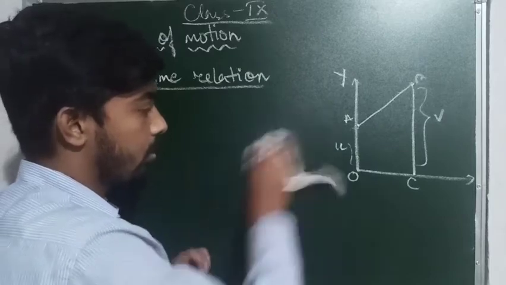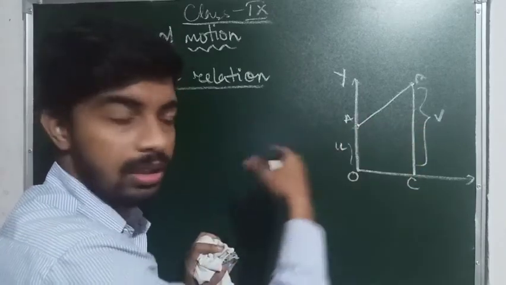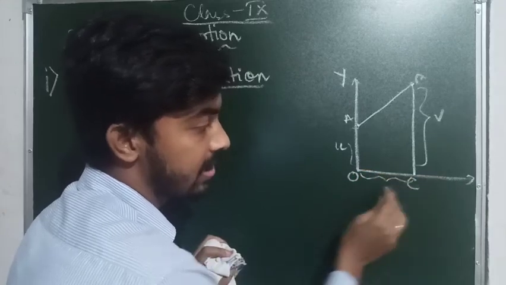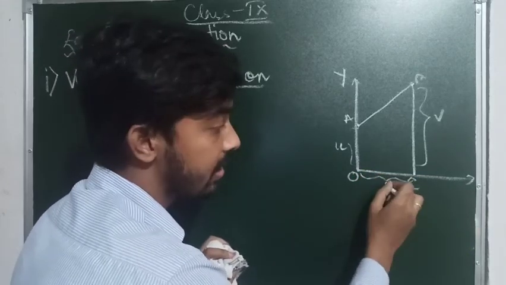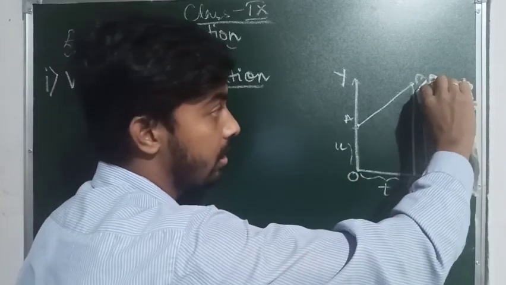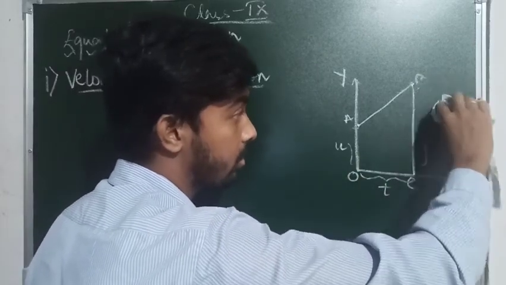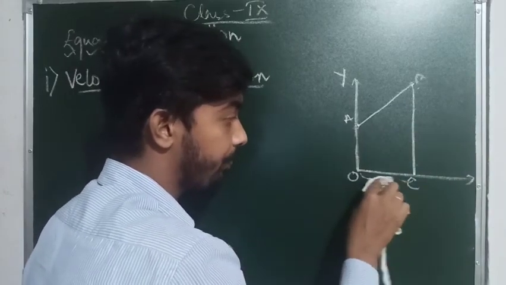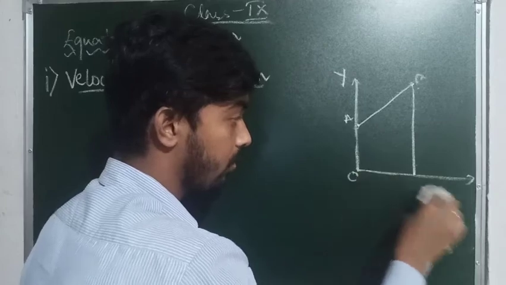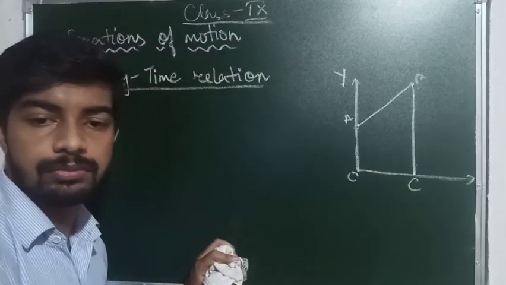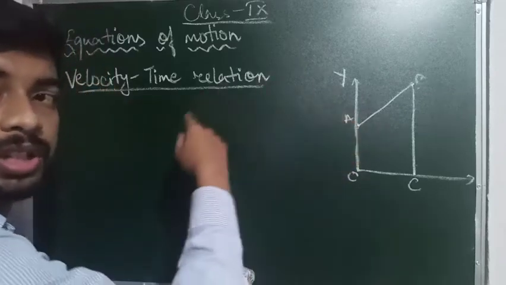So we will use these terms, and from O to C, since this is the time axis, this is the time taken by the object, t. So I am just rubbing it out from here. We will be writing those separately. This is our point C. Now we will use it here.